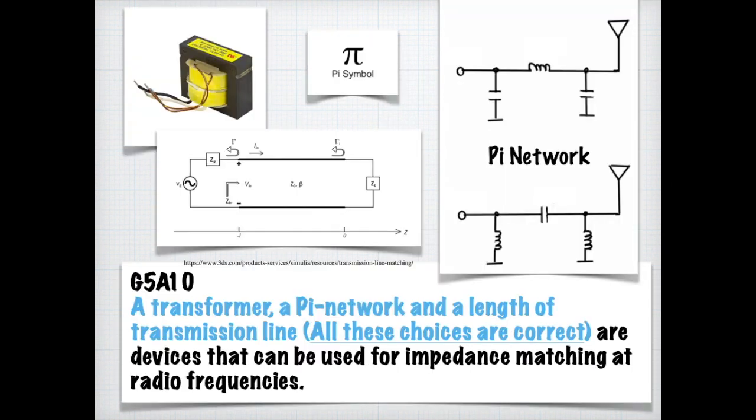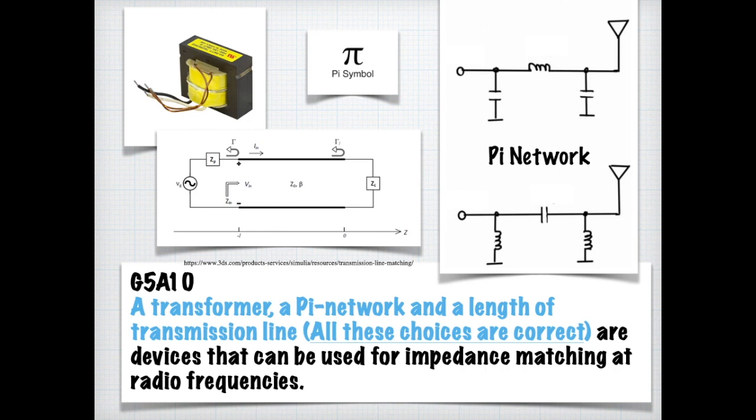I don't know about you, but every time I start talking about pi, I get a little hungry. Here's some familiar items, the symbol pi, which we'll get to in a minute. There's a transformer, and there's a length of transmission line used to do some matching and impedance.